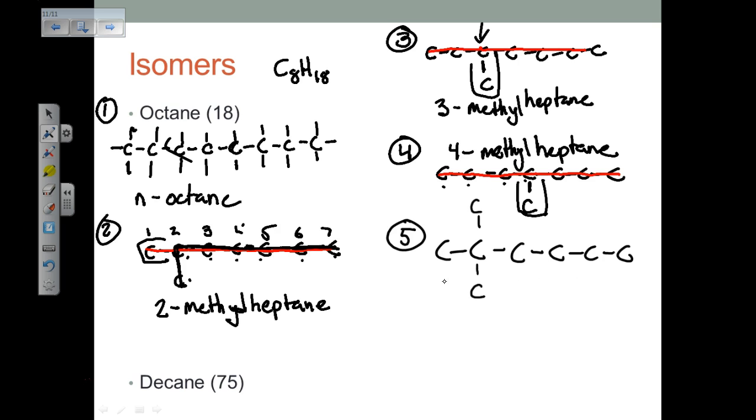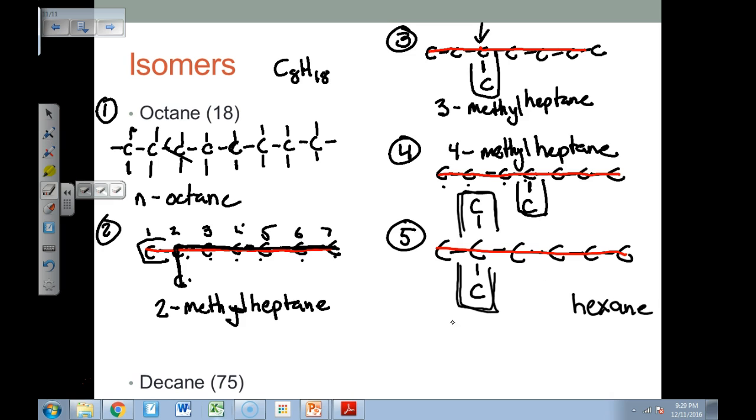So again, start with the longest carbon chain. That's going to be a hexane now. And I always name these backwards. I start with the longest carbon chain and then name the groups. Now we have a 1 carbon chain here and a 1 carbon chain here. Do not get confused. This is not a 2 carbon chain. It's a single 1 carbon chain, and this is a single 1 carbon chain.